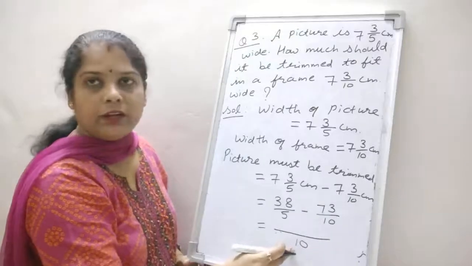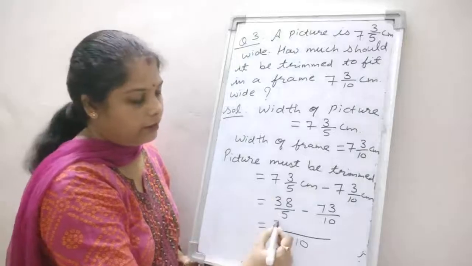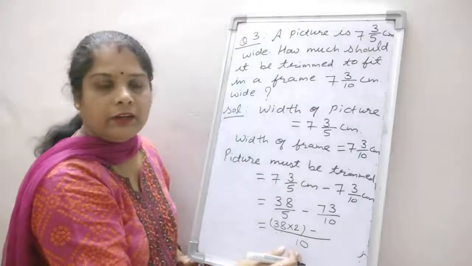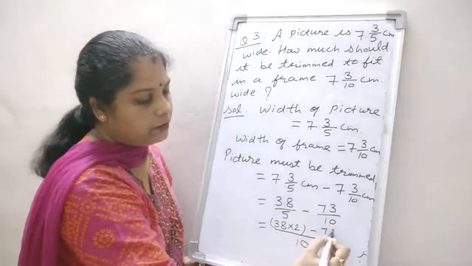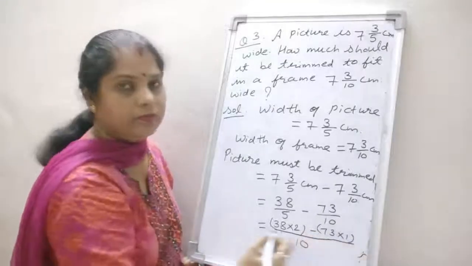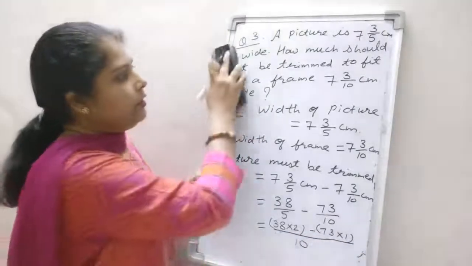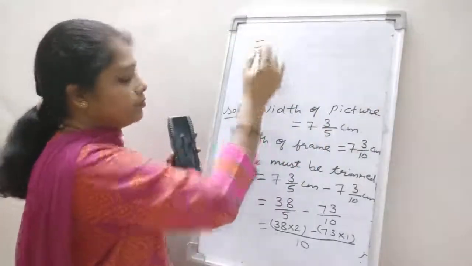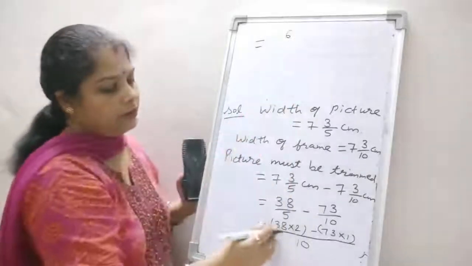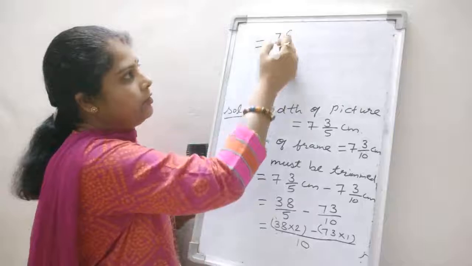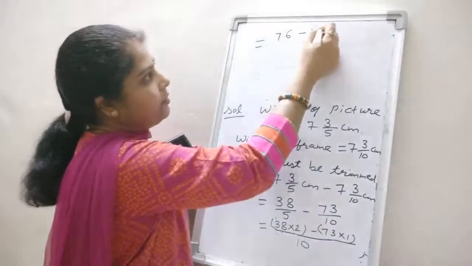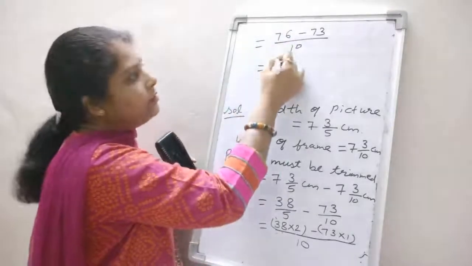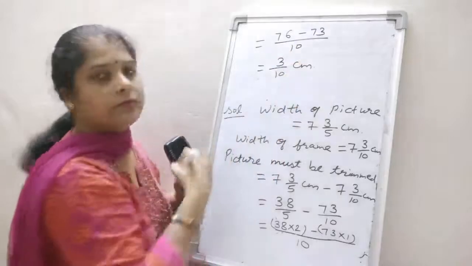Now 5 2s are 10 and 2 will be multiplied by 38. 38 into 2, minus 10 ones are 10 and 1 will be multiplied by 73. 73 into 1. Now 38 into 2. 8 2s are 16, carry 1, 3 2s are 6 and 1, 7. 76 minus 73 upon 10. 76 minus 73, 3 upon 10 centimeter.